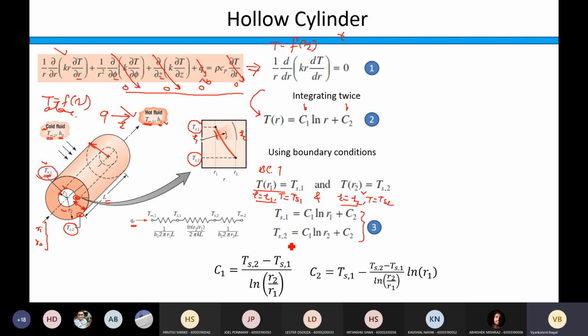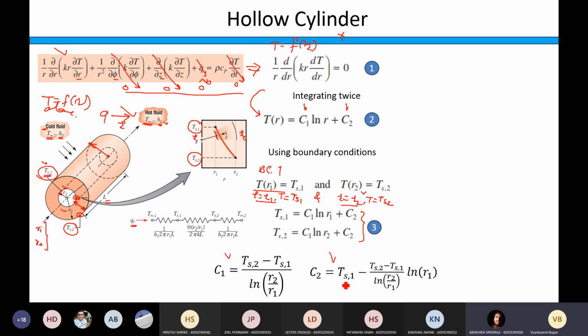Is it clear? So first you will find C1, because it is easy to find. If you subtract one equation from the other, the C2 will get cancelled out, and you will get the value of C1 first, and then just put it back in either of these two equations, and you will get C2. Very simple. Fine. Up to this point, is it okay? Yes, sir. It's fine.